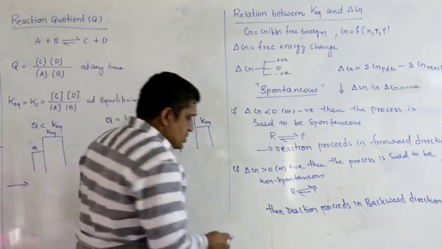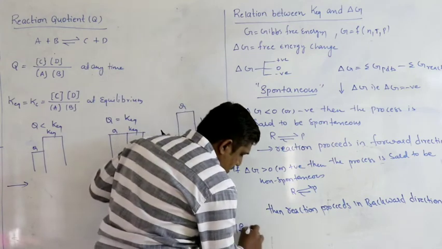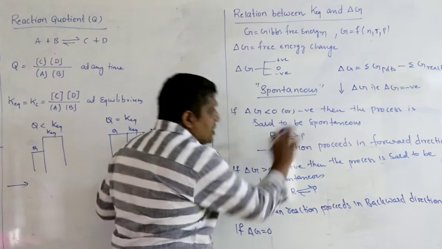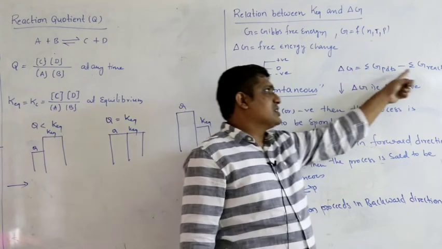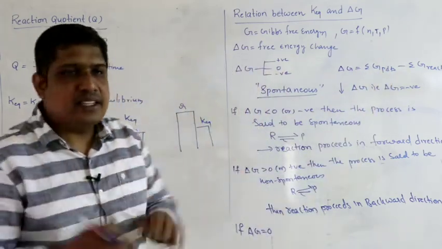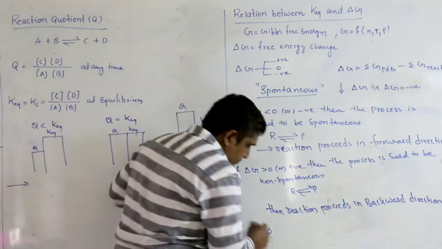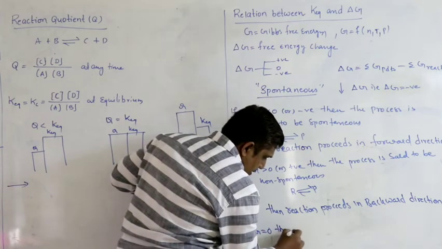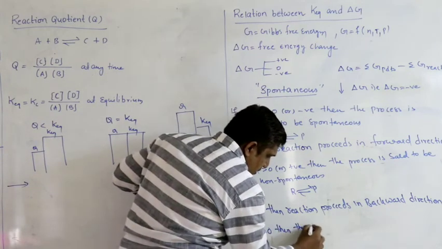If delta G is 0, there is no free energy difference. Free energy of products is equal to free energy of reactants, there is no driving force, so it remains at equilibrium. Then the process is at equilibrium.